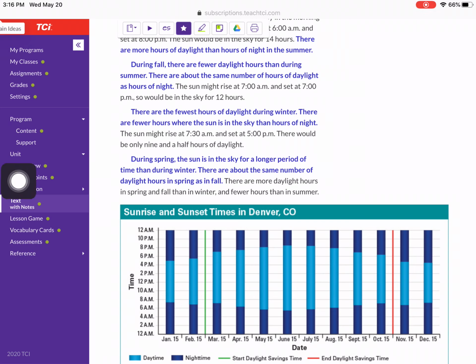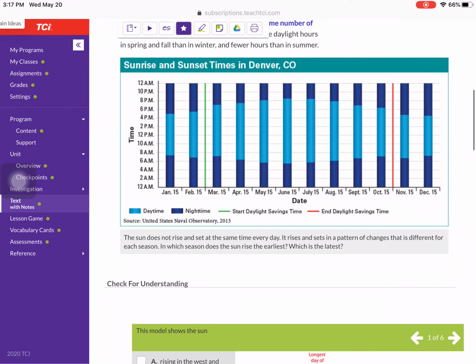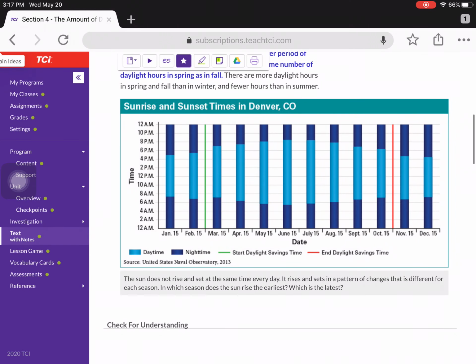During spring, the sun is in the sky for a longer period of time than during winter. There are about the same number of daylight hours in spring as in fall. There are more daylight hours in spring and fall than in winter, and fewer hours than in summer. So here's a little graph that shows sunrise and sunset times in Denver, Colorado. Here are the times, and here are the days, right? Notice how it changes.